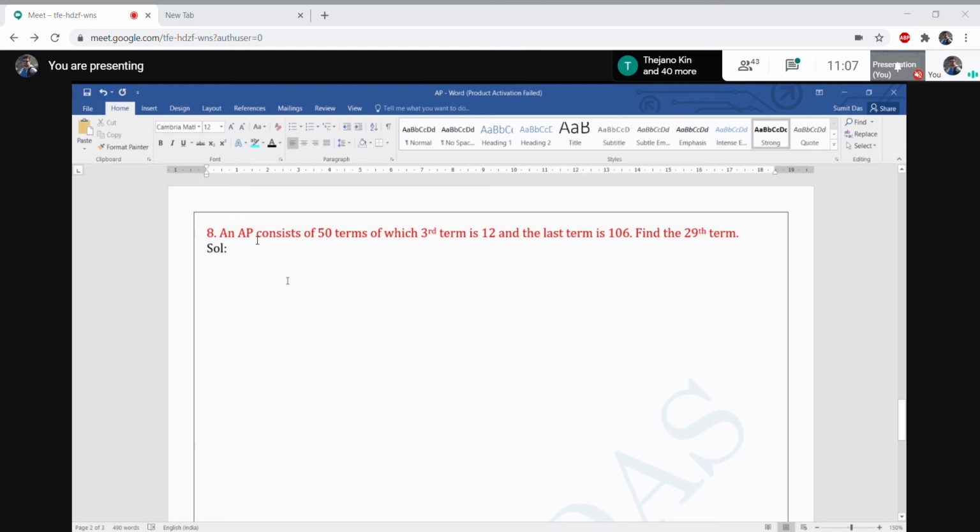Okay, question number 8. Question number 8 is saying that an AP consists of 50 terms. The third term is given as 12 and the last term is 106. We have to find the 29th term.